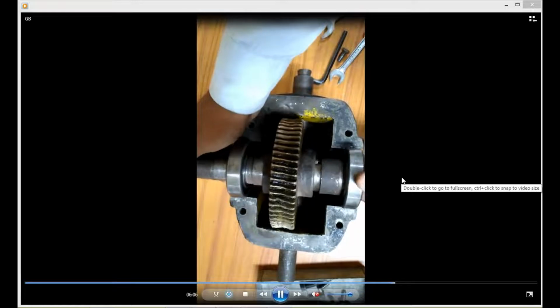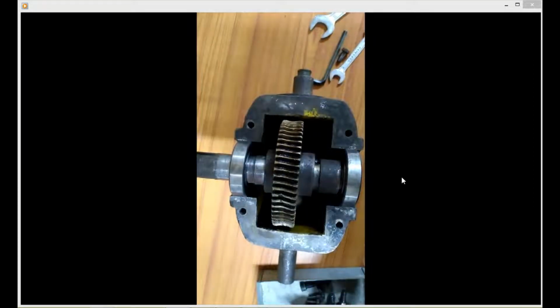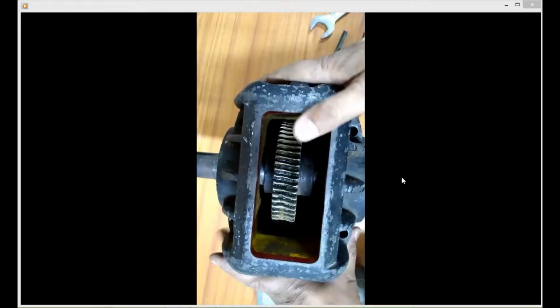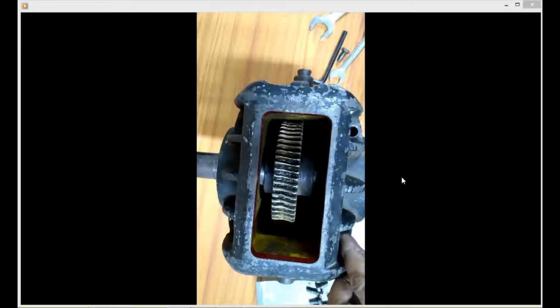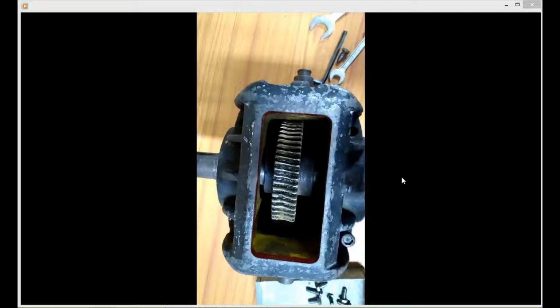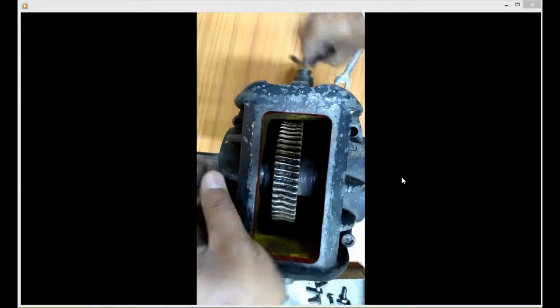So the assembly process is the same thing. First you fix the input shaft, then fix the two flanges, the input flange and the output flange, then keep the lower uppermost casing. Then by using the Allen bolt you can fix this uppermost casing, right? You can refer to the Allen bolt.